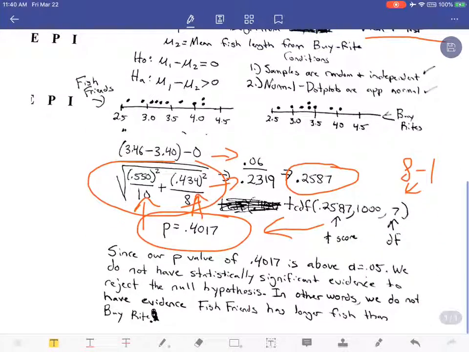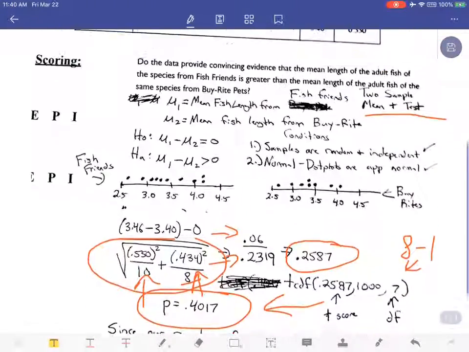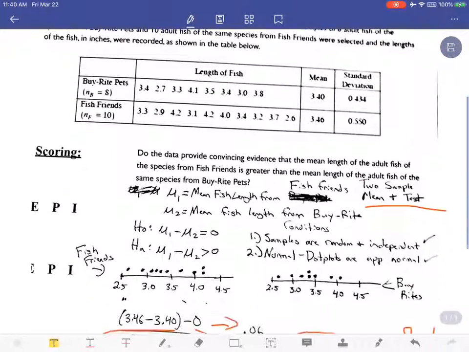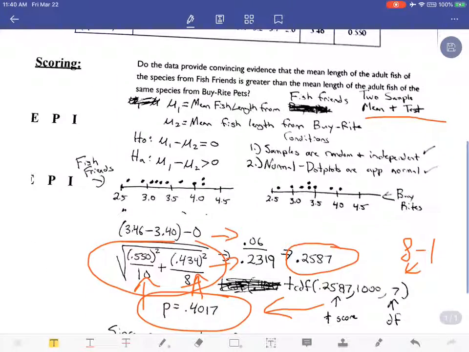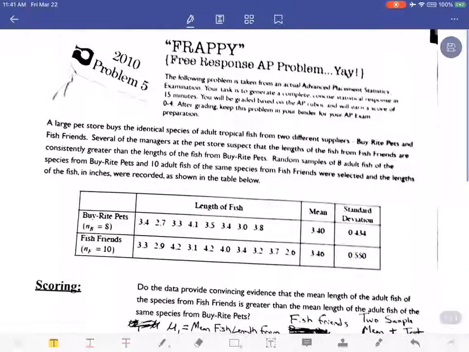Okay? So those are the 4 different components that you should have had on your test. So again, you should have gotten essentially correct for the hypothesis, and then part 2, the conditions, part 3 is the actual calculation, and then 4 is the interpretation. So if you got all those parts right, you've gotten 4 out of 4, full credit for that question on the AP test.